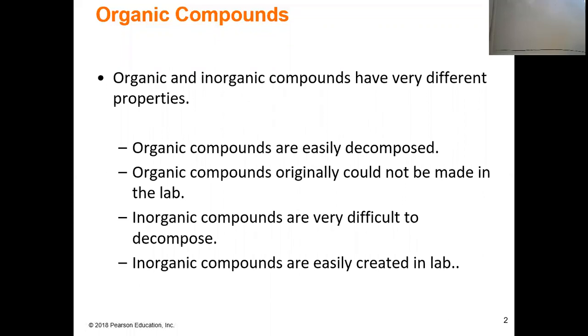Organic and inorganic compounds do have different properties. I've listed out some of the main differences here, where you have organic compounds. They're easily decomposed, so they're a little more fragile. And we could not initially make organic compounds in the lab. That's a more recent development historically. We've been doing it for a while now, but in relation to the entire existence of chemistry, it's pretty recent. Inorganic compounds, on the other hand, are very difficult to decompose, but they're very easy to create in a lab.